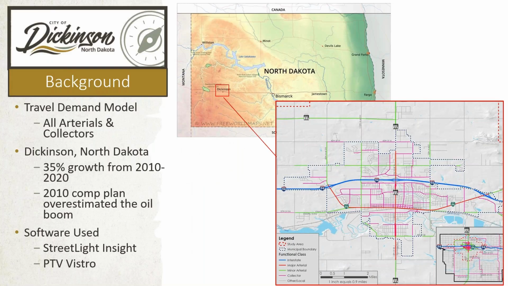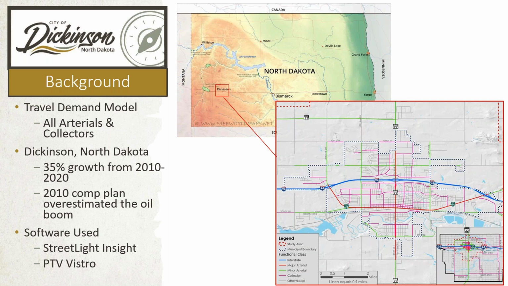So just for a little bit of context, Dickinson's a city in southwestern North Dakota. It is along Interstate I-94, which connects Dickinson to other cities in North Dakota like Bismarck and out east to Fargo. It also has some connections west into Montana as well. Really, Dickinson has a lot of energy-related industry in and around the city.